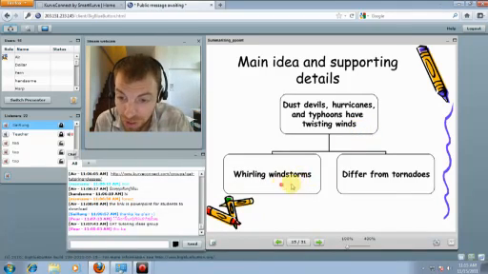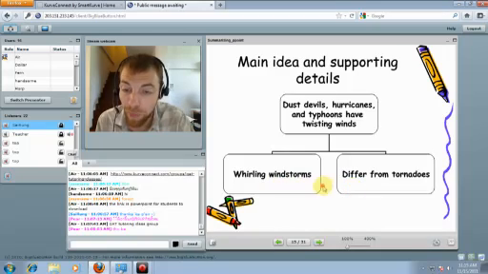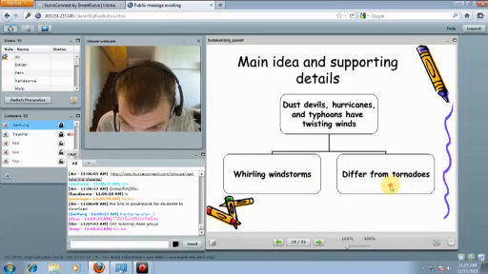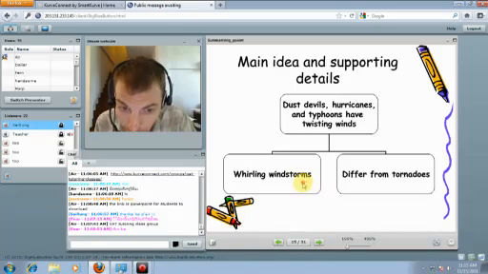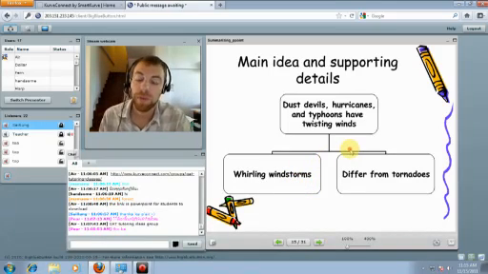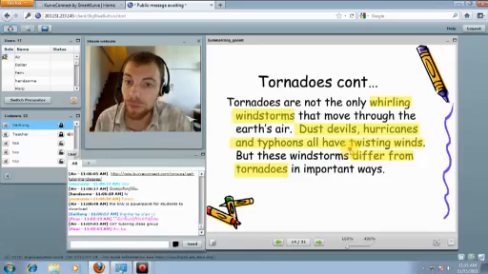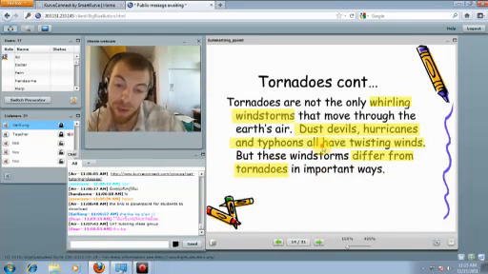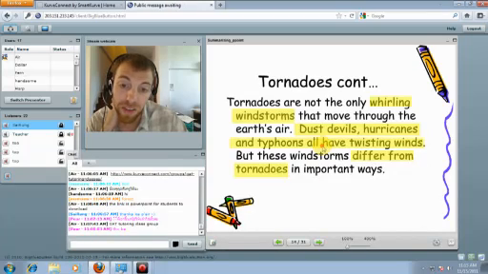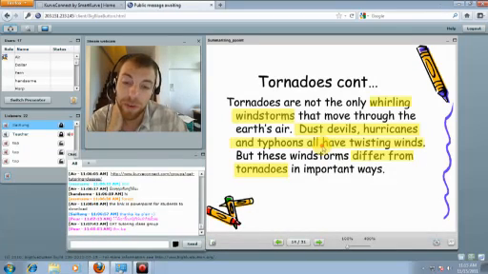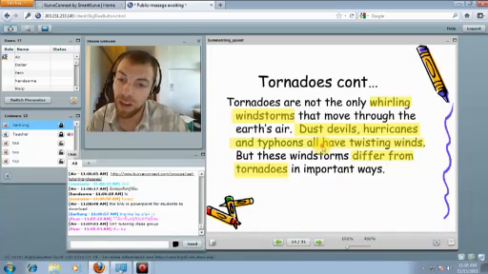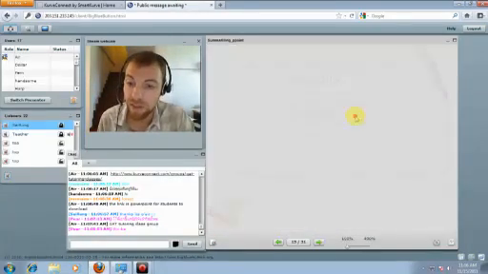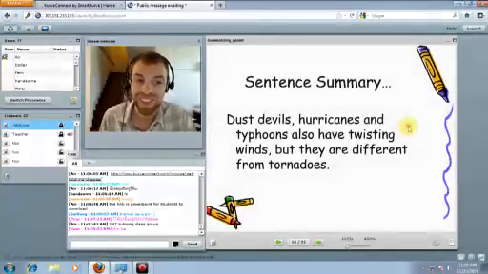And here are two details that talk about that. They differ from tornadoes, and they're also whirling windstorms. So this whole paragraph is a good example of the main idea in the middle. So don't always think it's in the beginning. Read the first sentence and ask yourself, is this really the main idea? Sometimes yes, sometimes no. Okay.